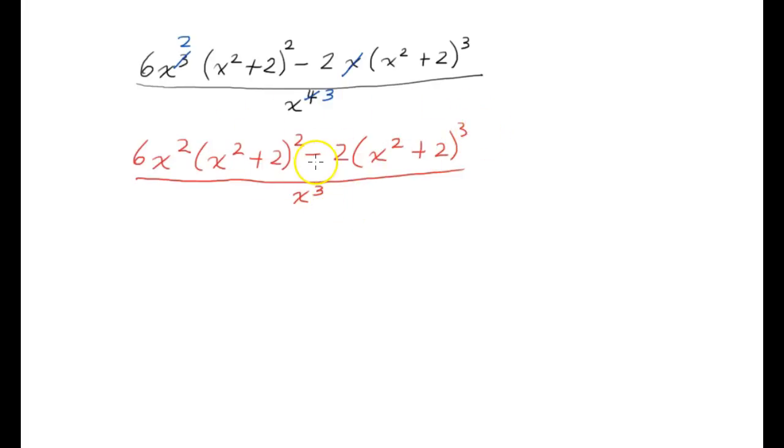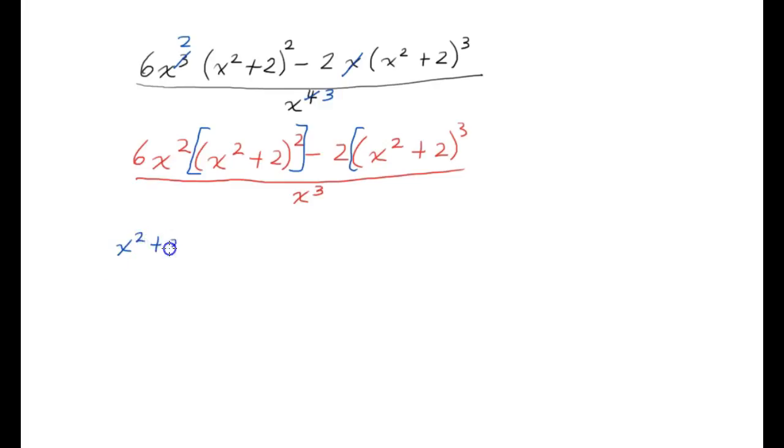Now in the numerator here, I'm going to factor out a common factor, and what we have for a common factor is x squared plus 2 raised to the second power. So this is x squared plus 2 raised to the third power, so it's like this x squared plus 2 raised to the second power times another x squared plus 2. So I'm going to factor out this x squared plus 2 to the second power. All right, so that will look like this.